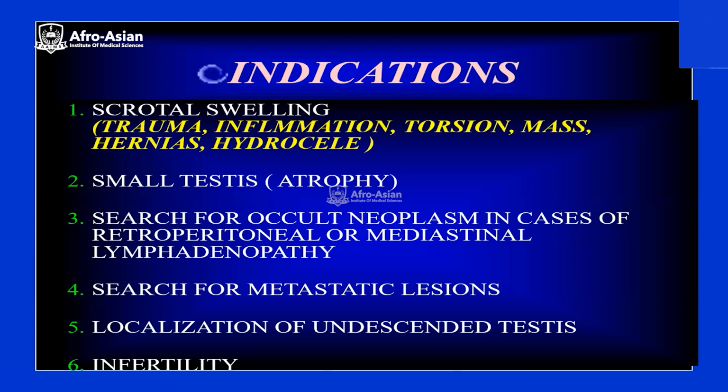Indications for scrotal ultrasound. We can scan the patient for scrotal swellings like trauma, inflammation, torsion, mass, hernias, and hydrocele. When there is atrophy or testicles are small, searching for occult neoplasm in cases of retroperitoneal or mediastinal lymphadenopathy. Search for metastatic lesions, localization of undescended testicles, and infertility.